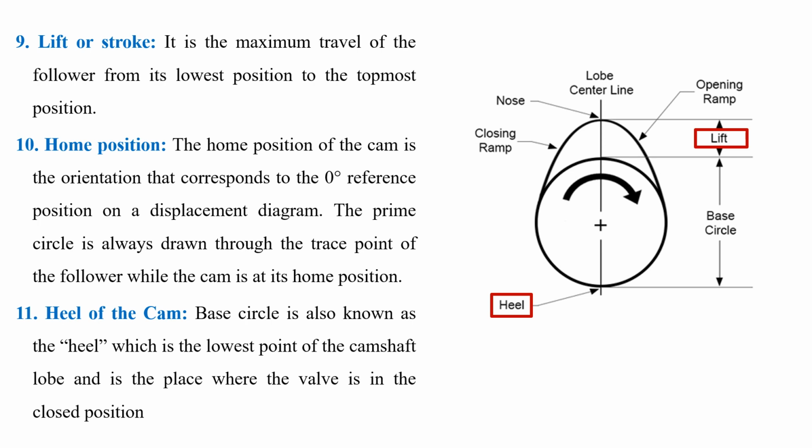Home position of the cam is the orientation that corresponds to the 0-degree reference position on a displacement diagram. The prime circle is always drawn through the trace points of the follower while the cam is at its home position. Heel of the cam is nothing but, sometimes we also refer to the base circle as the heel of the cam, which is the lowest point of the camshaft lobe and is the place where the valve is in the closed position.